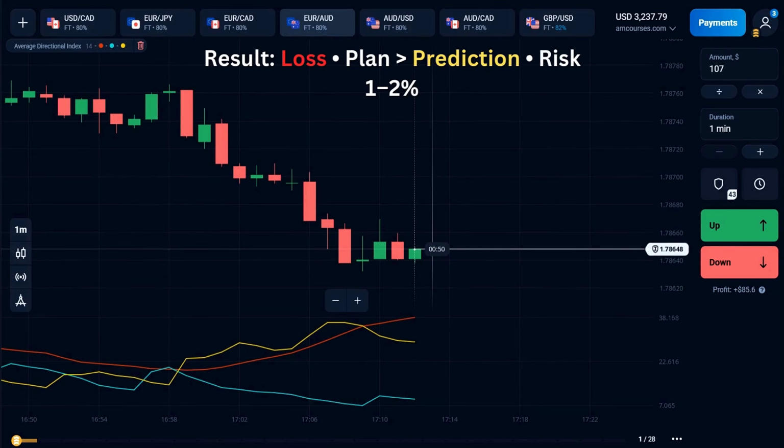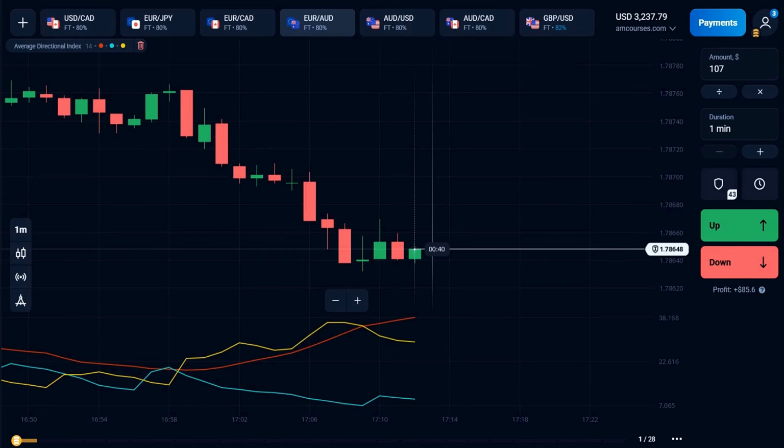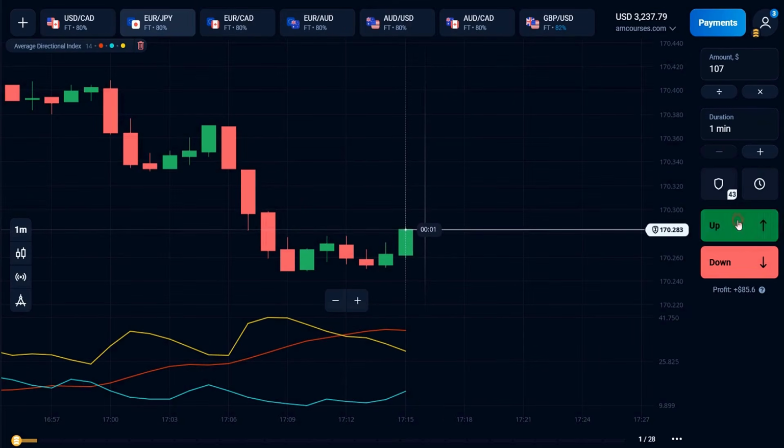Losses are a normal part of trading. What matters is following the plan. Wait for the cross, confirm with the candle close, enter on the next candle, keep risk 1 to 2%, and move on to the next clean setup.